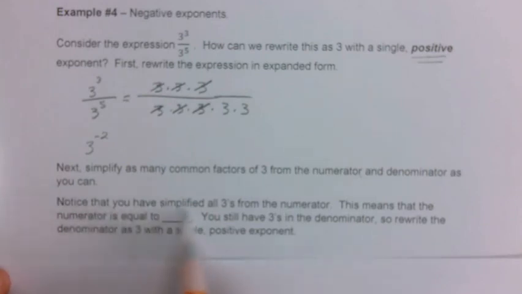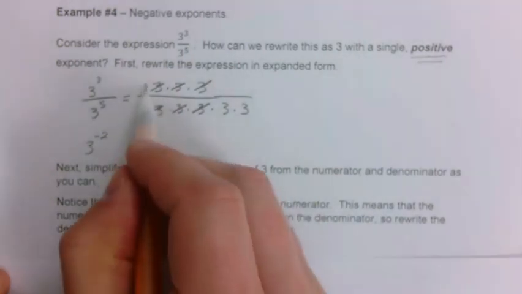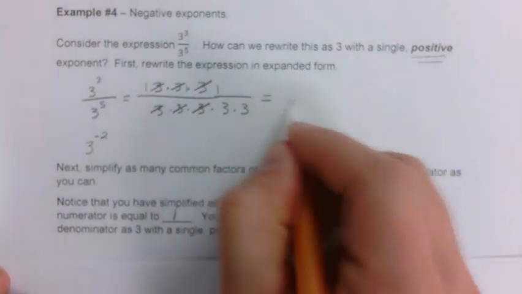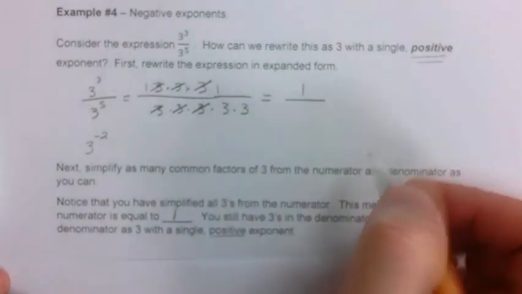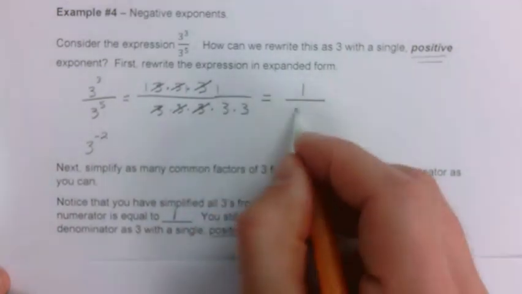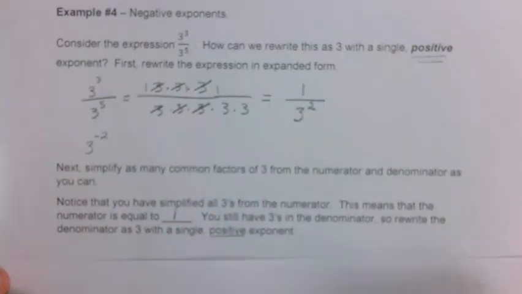Notice that you have simplified all 3's from the numerator. This means that the numerator is equal to 1. Remember that all these became 1's. 1 times 1 times 1 is 1. You still have 3's in the denominator, so write the denominator as 3 with a single positive exponent. Okay, so again, my numerator is 1, but in the denominator, I still have 3 times 3, which is the same as 3 to the 2nd power.